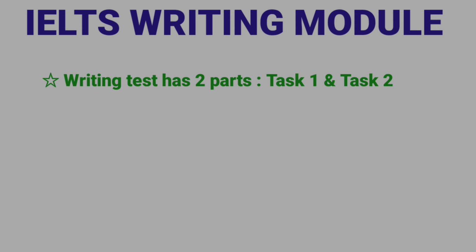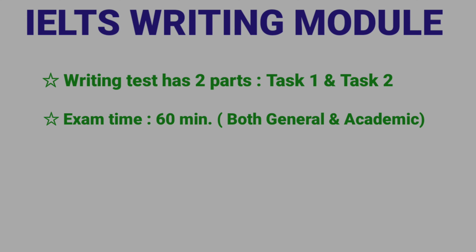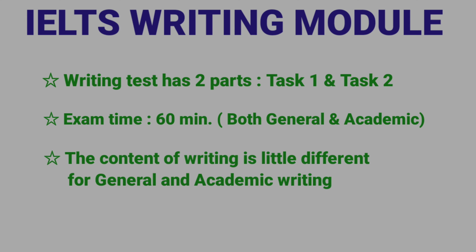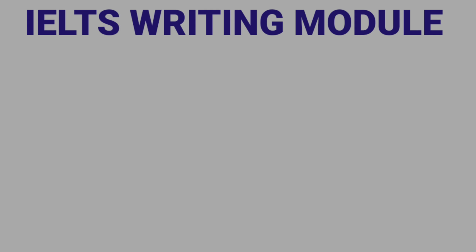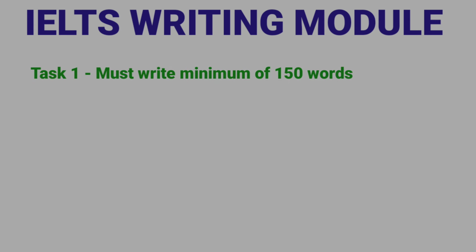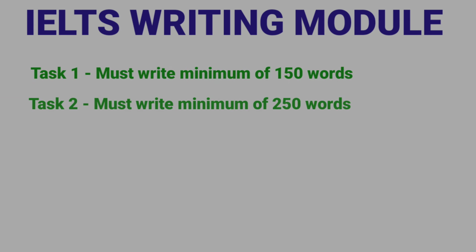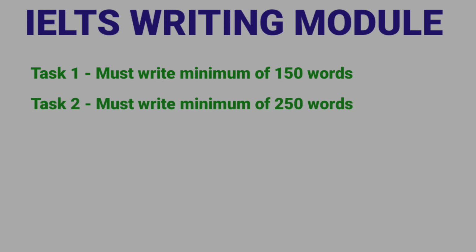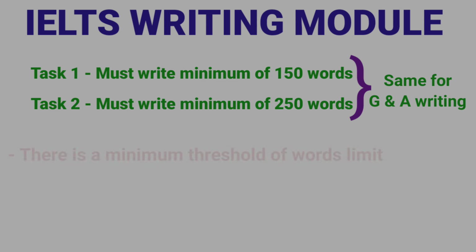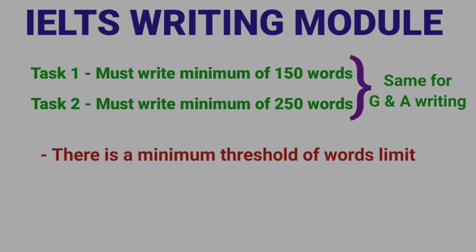The IELTS writing test has two parts, task 1 and task 2. Also, it takes 60 minutes for both general and academic tests. But the content of writing is a little different for the general and academic tests. Also, you must write a minimum of 150 words for task 1 and 250 words for task 2. This is also the same for both general and academic tests. This is to say that there is a minimum threshold of word limit. If you write below, you will get a penalty. There is no upper limit.